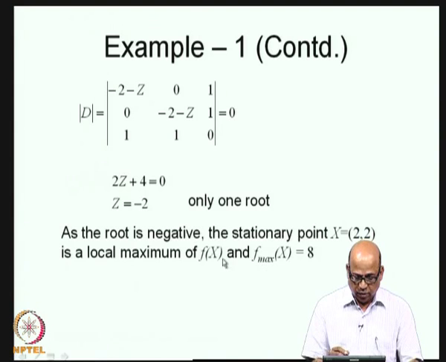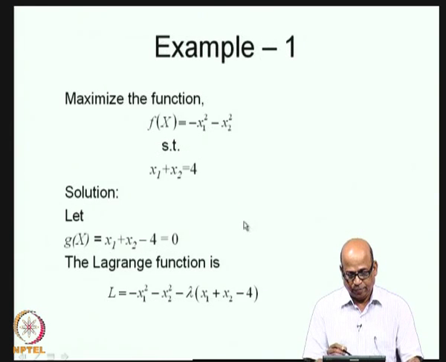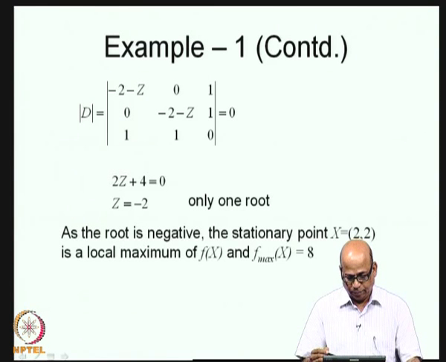substitute the values 2 comma 2 in your original function, which is minus x 1 square minus x 2 square, and so here you put x 1 is equal to 2, x 2 is equal to 2, and you obtain the value as 8. So, the maximum value of the function is 8, subject to the constraint, that is the constraint that we considered.